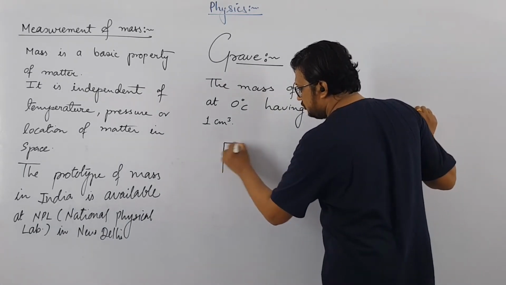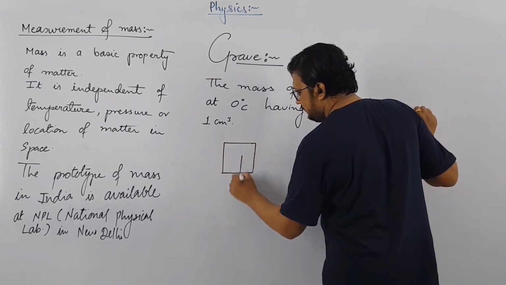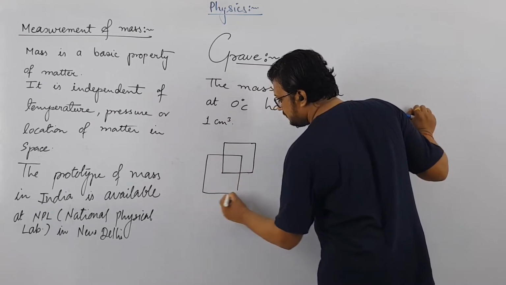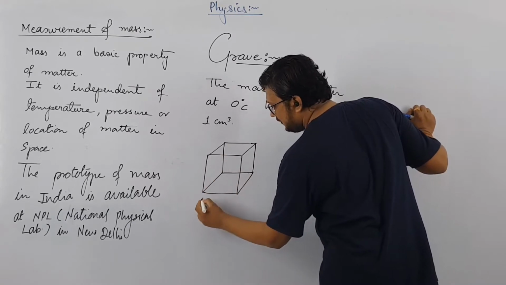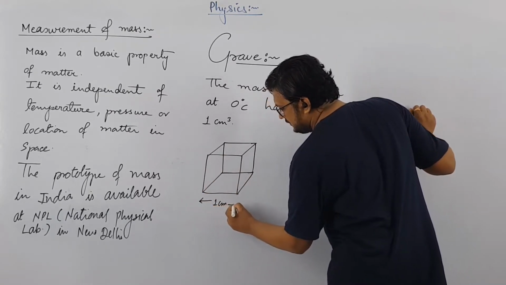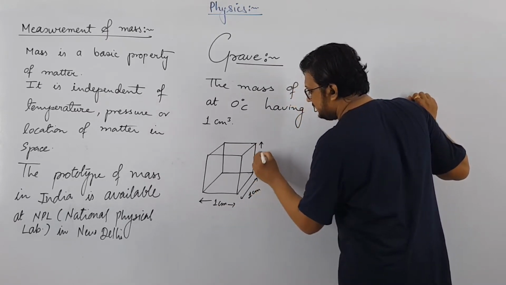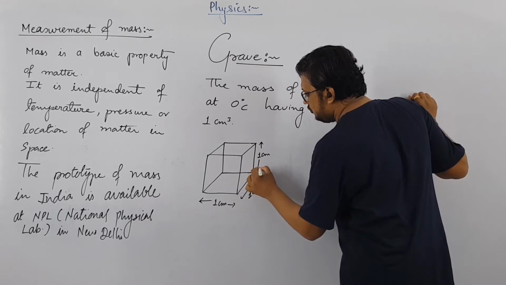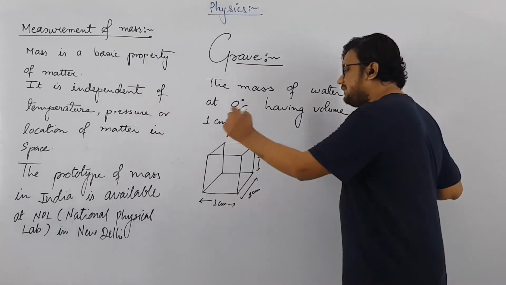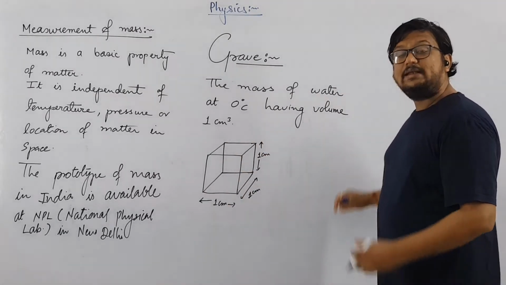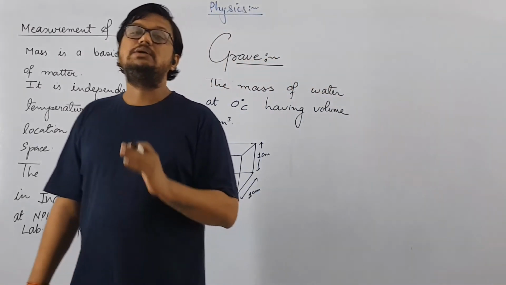Suppose we take a cube of side 1 centimeter. So this will be 1 centimeter, this is also 1 centimeter, while this is also 1 centimeter. So if we take a cube of side 1 centimeter, then its volume will be 1 centimeter cube. Now if in this cube we fill water, then that mass of that quantity of water which is at 0 degrees Celsius was defined as 1 grave.